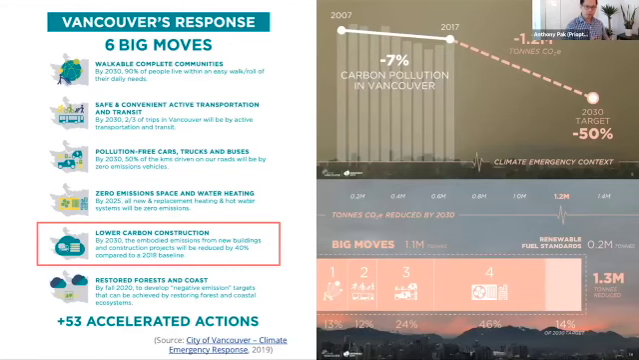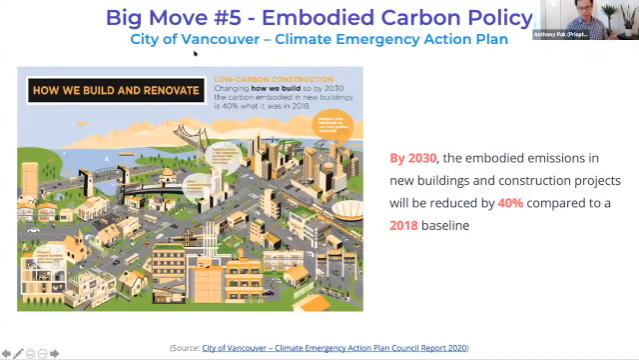Now, fast forward a bit, back in 2019, the city declared a climate emergency. And so they created the Climate Emergency Action Plan, whereby the city of Vancouver is targeting a 50% reduction by 2030. How do they get there? It involves 6 big moves, and one of them is focused on embodied carbon. Big move number 5 states that by 2030, the embodied emissions in new buildings and construction projects will be reduced by 40% compared to a 2018 baseline.